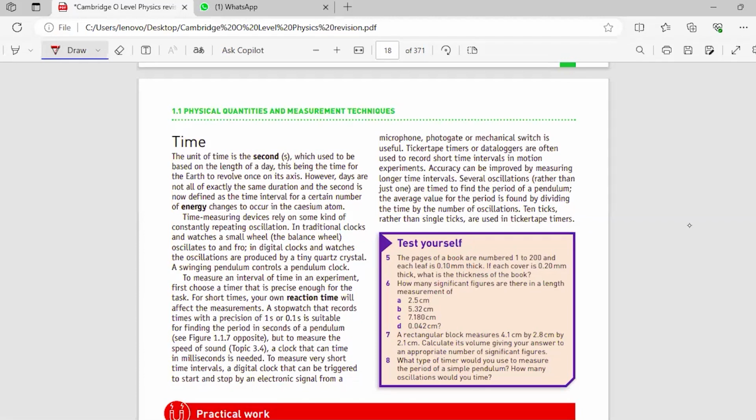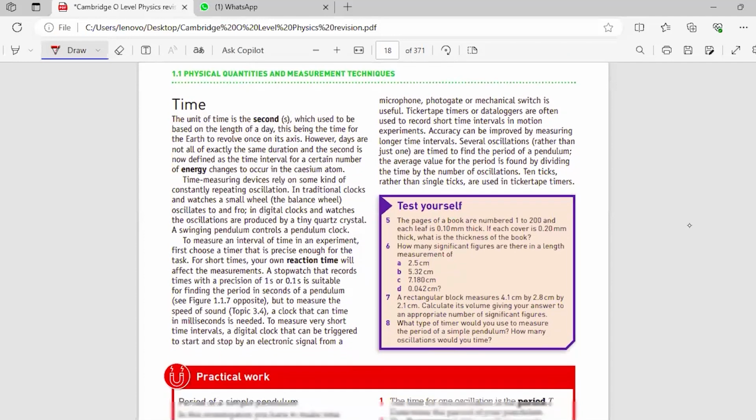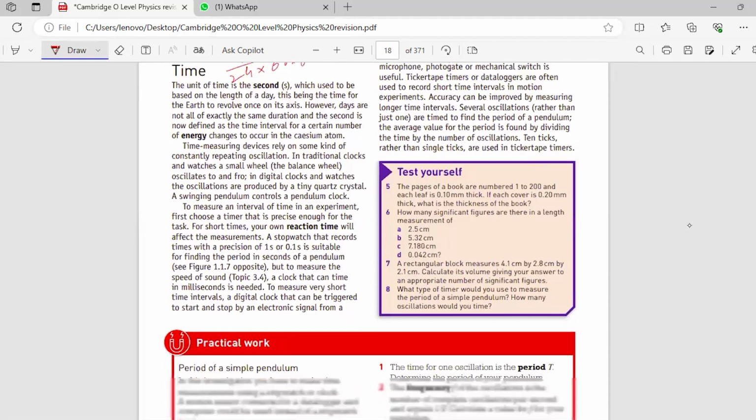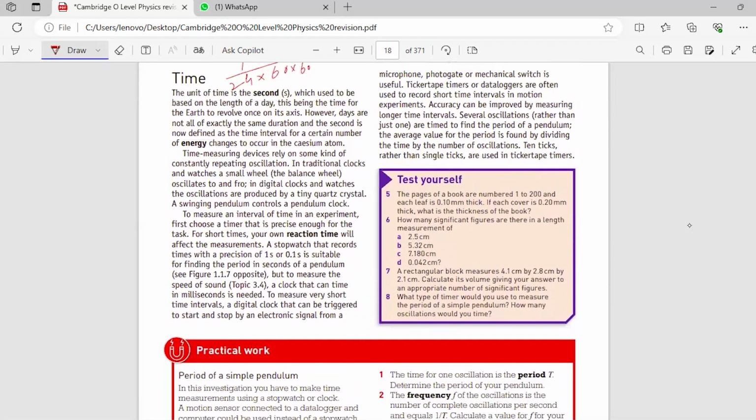Time is the interval of an occurrence. Its SI unit is the second. The old definition of time was 1/(24 × 60 × 60) part of a solar day, which is called 1 second. But now there is the cesium atom. If that vibrates 9 × 10^9 times, that time interval is said to be 1 second. That is just for your information.